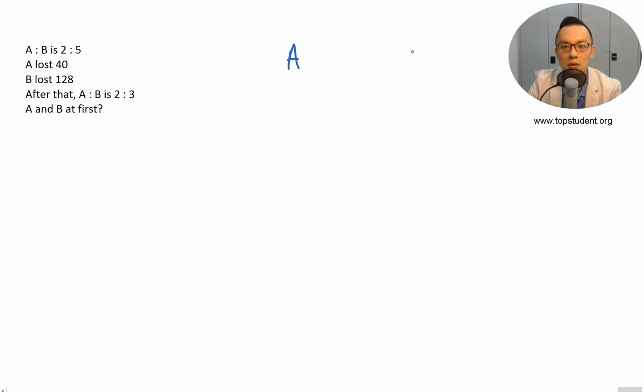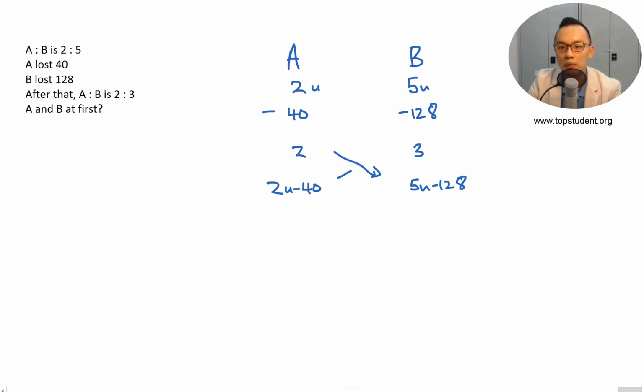So A is to B is 2 is to 5. So let's write down the u's over here. A lost 40, B lost 128. After that, A is to B is 2 is to 3. So 2u minus 40, 5u minus 128. And then I do a cross multiply. Now it's 2 is to 3, so it's a cross multiply.